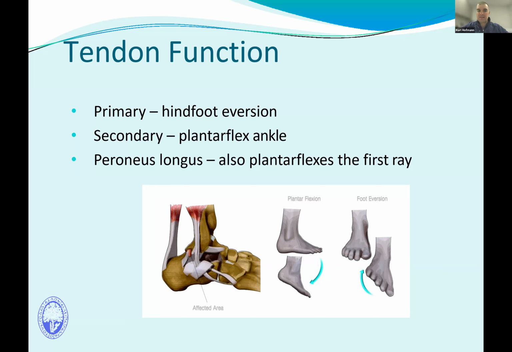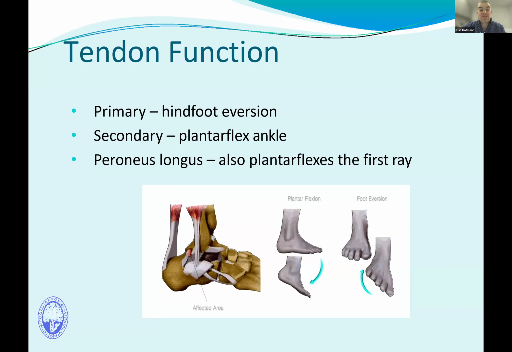But looking at the peroneal tendons themselves, in general, their primary function is to evert the hindfoot, or bring it to the outside. Secondarily, they can also help to plantar flex the ankle. And the peroneus longus, given its insertion on the plantar aspect of the first metatarsal, also helps to plantar flex the first ray. The picture on the bottom right shows you the mechanism of action of each of those tendons, because even though there are two tendons, they run in close proximity to each other. They're from a similar muscle belly.